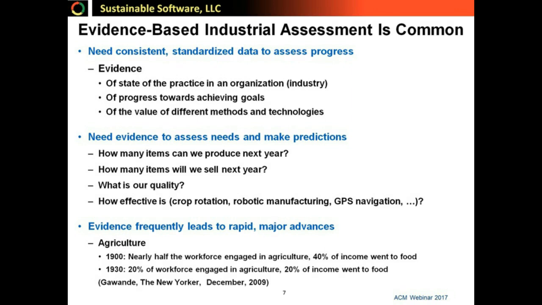And it turns out that what happened was the Department of Agriculture placed agents across the country to help farmers determine what were the best methods and to introduce those best methods. If you're curious, by the way, today less than 2% of our population works in agriculture, and we spend maybe 8 to 10% of our income on food. So there's been a definite improvement.